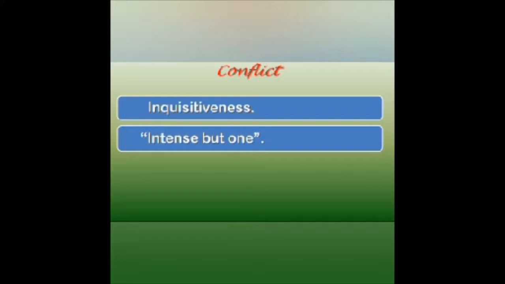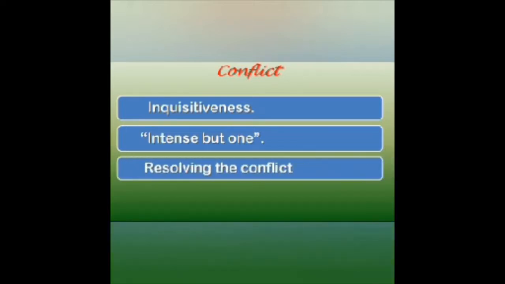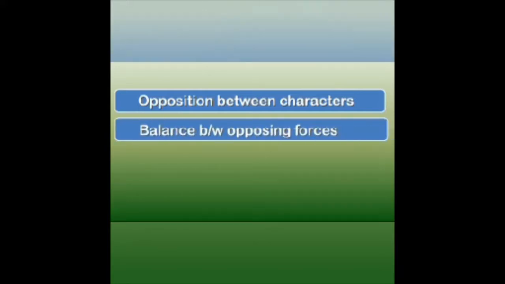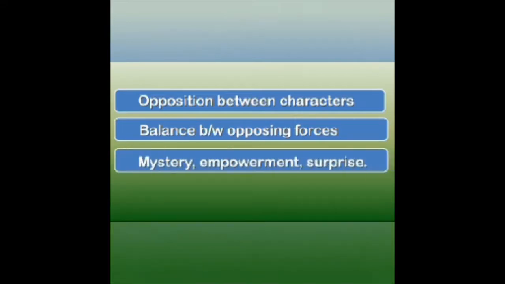The next rule is to resolve the conflict. Whichever conflict you have introduced through your characters, always remember, the characters must resolve that conflict. The next rule is opposition between the characters. This is the type of conflict which you can use. You can create opposition between the characters of the story, and then you can make a balance between the opposing characters. You can use mystery, love, empowerment, hatred, supernatural things, many.